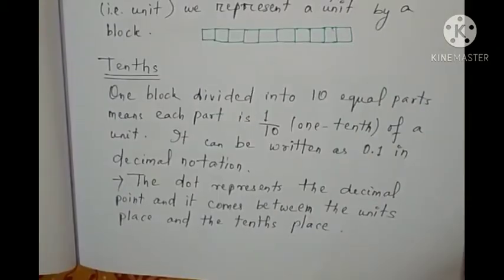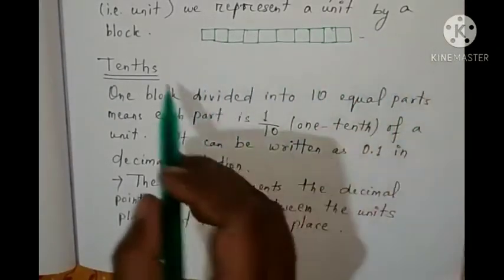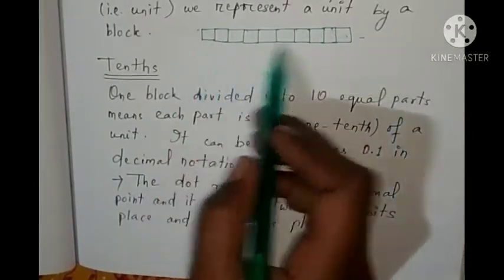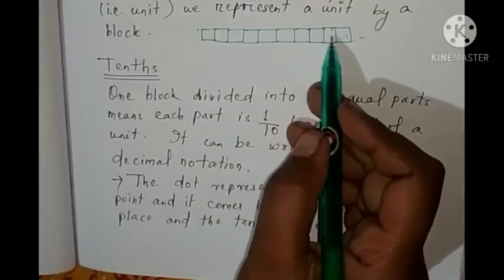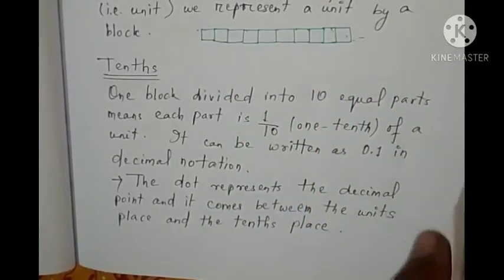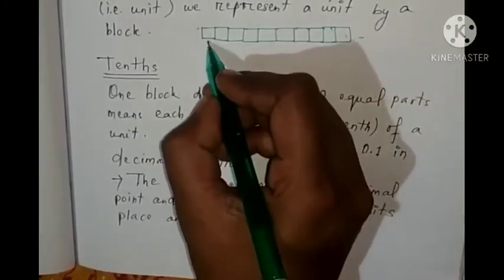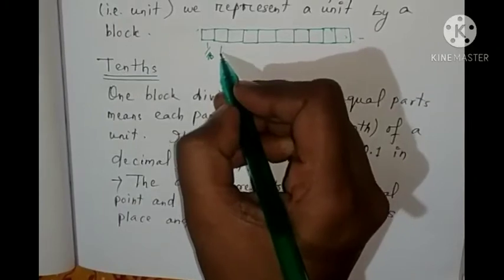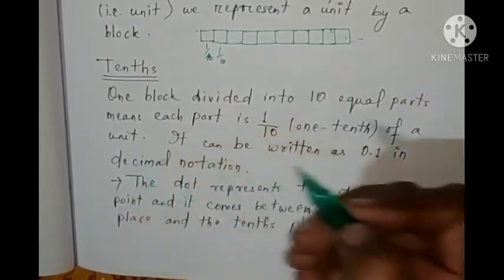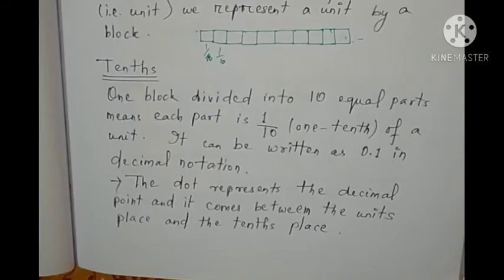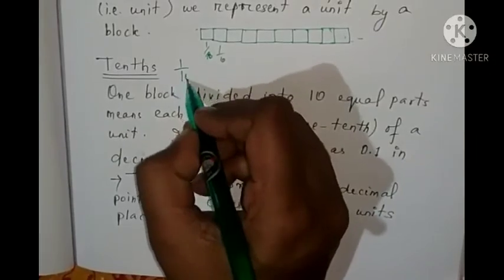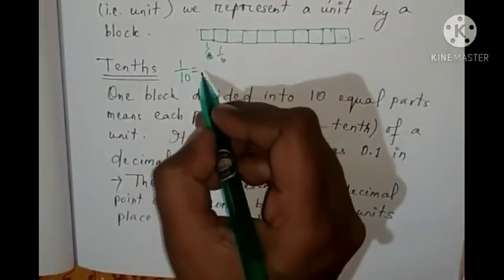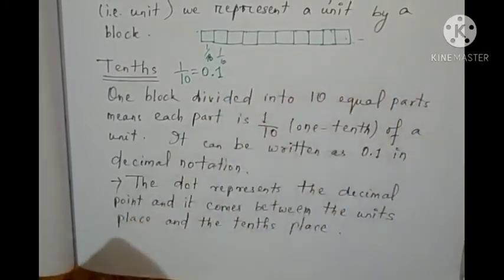So look here, this one block is divided into 10 parts: 1, 2, 3, 4, 5, 6, 7, 8, 9, 10. Ten equal parts, so each part is 1 by 10. This is 1 by 10, this is also 1 by 10. Like this, each part is 1 by 10, or you can say 1/10 part. This 1 by 10 we can write as 0.1 in decimal form or decimal notation.